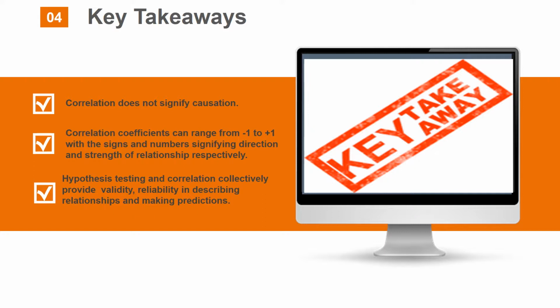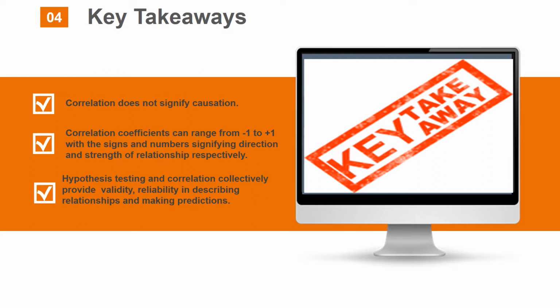So the next takeaway here is saying that the correlation coefficient can range from -1 to 1. We saw that in our analysis, with the signs and the numbers typically signifying the direction and the strength of the relationship. So moving from 0 to the positive side increases the strength of the relationship, while moving from 0 to the negative side also increases the strength of the relationship. So when you're moving from 0 to negative, the relationship goes more towards the negative side.